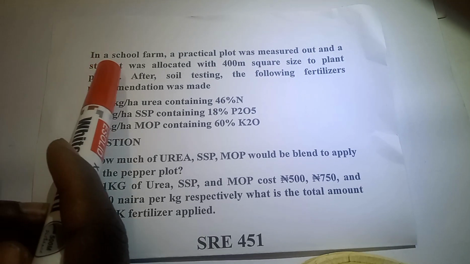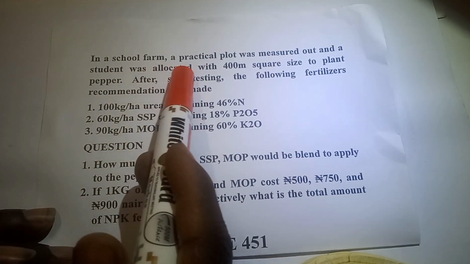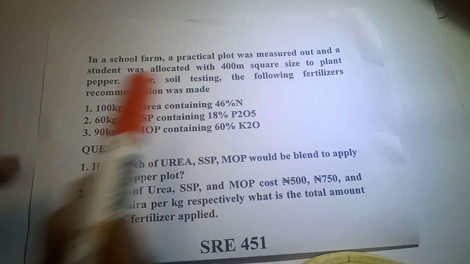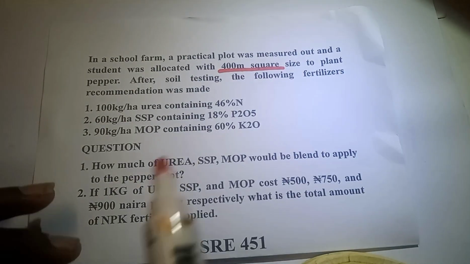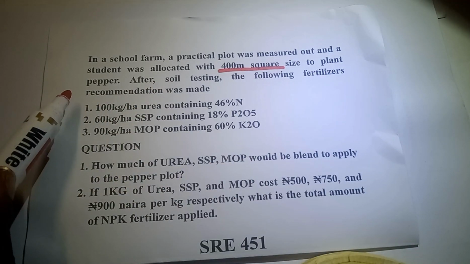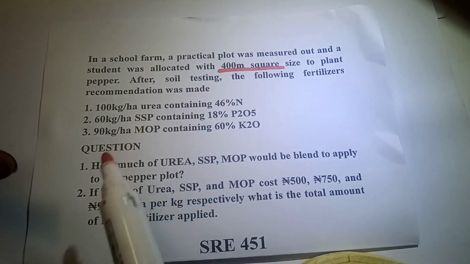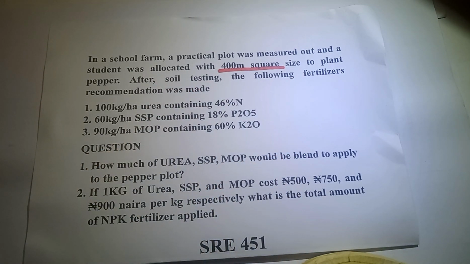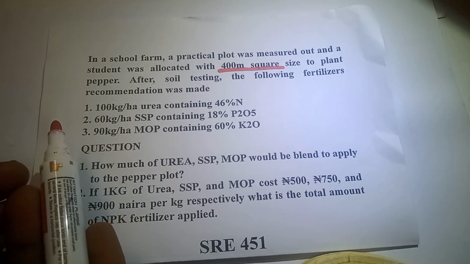The question says, in a school farm, a practical plot was measured out and a student was allocated 400 meters square. I will first underline that 400 meters square. Size to plant pepper. After soil testing, the following fertilizer recommendation was made. As we know, we don't just plant; we must conduct soil tests to know the content of the nutrients inside the soil. So after soil testing, this was the recommendation that was made.